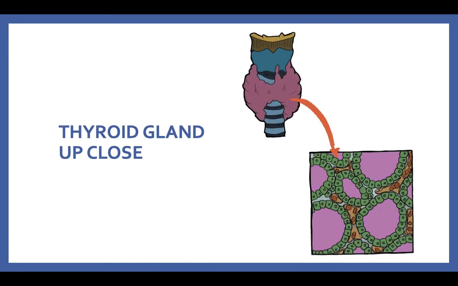In this slide, we have a picture of the thyroid gland. So as you can see, the thyroid gland is located anterior to the trachea and inferior to the larynx. In addition, we also have a microscopic image of the thyroid gland.